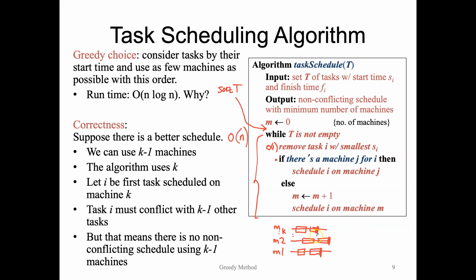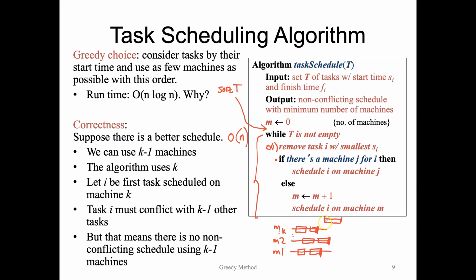Because since we're working in ascending order of start times, if we get some task next and we compare its start time to the finish time of the machine that we want to schedule it on, if they overlap, so for example, let's say we want to schedule this task here. So it doesn't have a machine just yet. This is its start time, this is its end time.